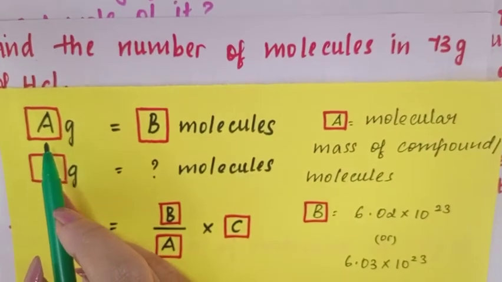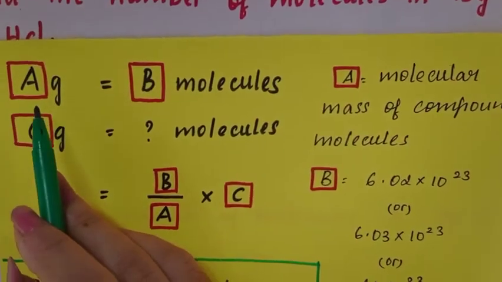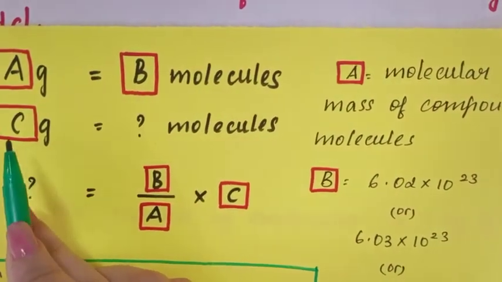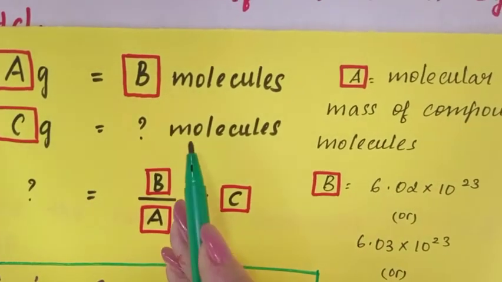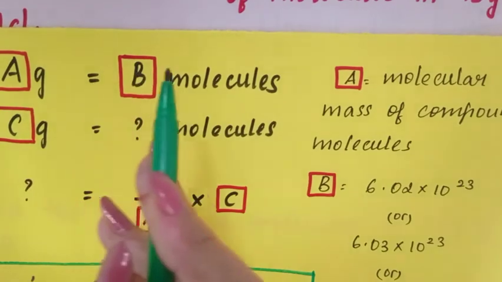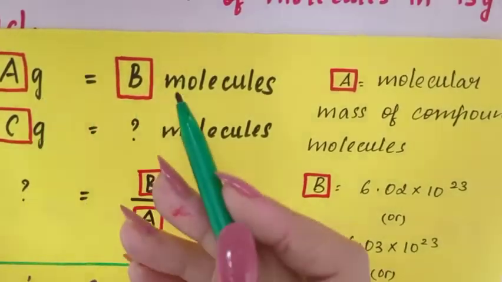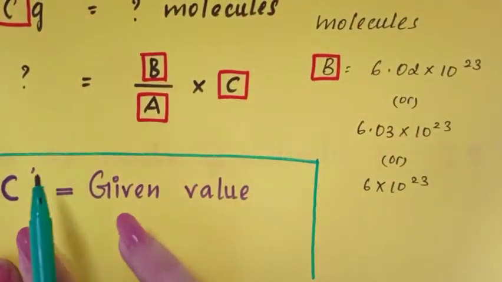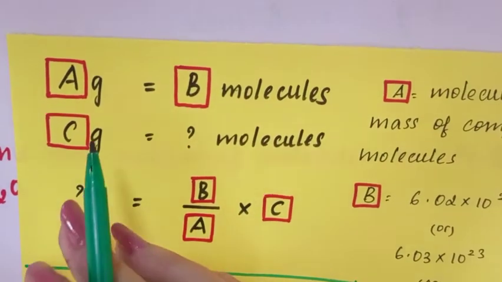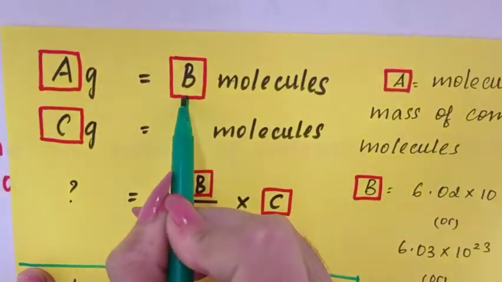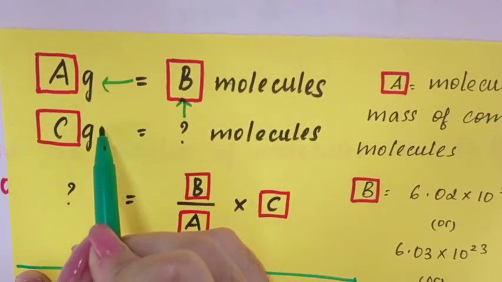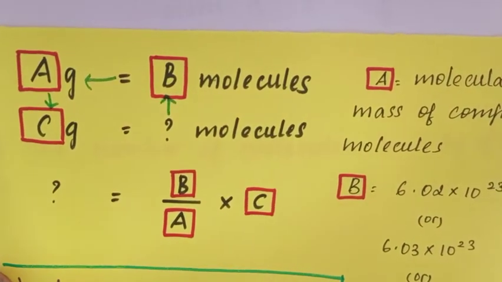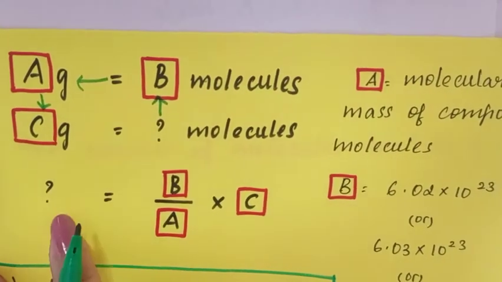A gram of a particular gas is having B molecules in it. We should find C gram. In C gram, how many molecules are present? This A gram and B molecules, you will find from the question itself. You will know it earlier. C gram will be given. C is always the given value. So what we have to find, from that the cycle is starting. Okay. So B by A into C. B by A into C. You will get the value.